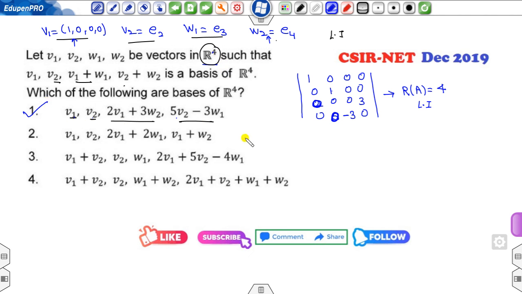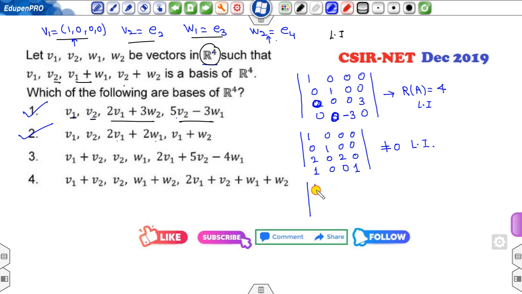Look at the next option: V1, V2, twice of V1, twice of W1, V1 and W2. Now clearly it's a diagonal matrix, and the determinant is non-zero. So this is linearly independent.